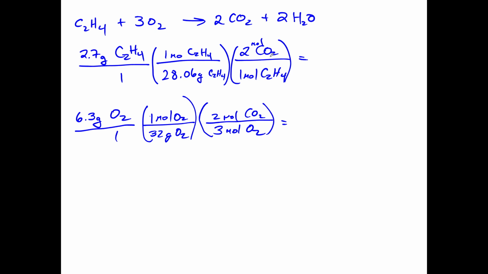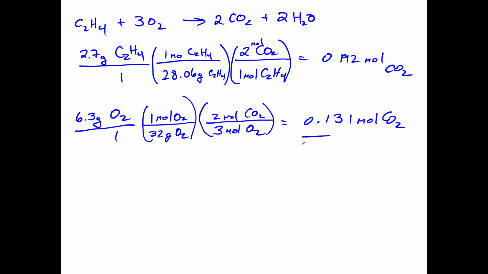So 2.7 divided by 28.06, and then multiply by 2. And I'm going to make 0.192 moles of CO2. And over here we got 6.3 divided by 32 grams, times the quantity 2 divided by 3. And I get 0.131 moles of CO2 made, excuse me.